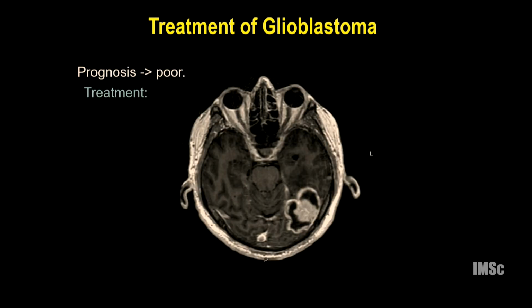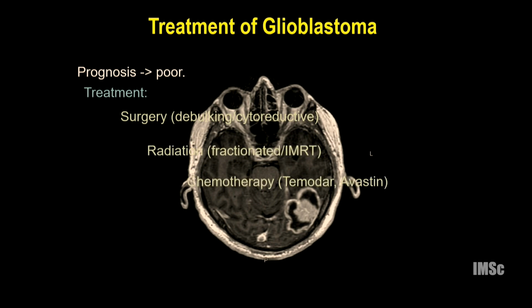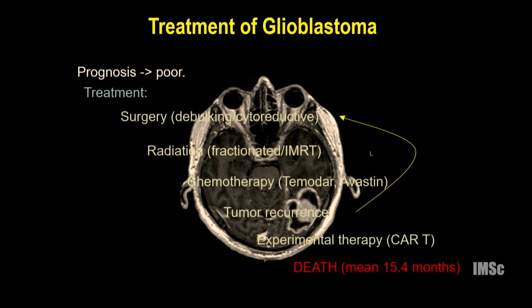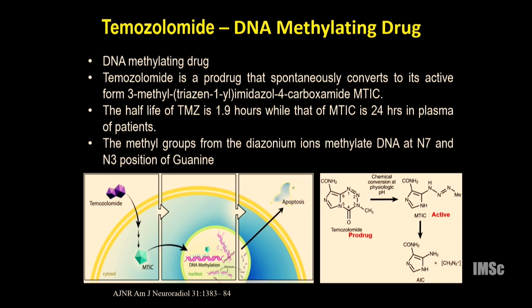Talking about the treatment of glioblastoma, the prognosis, as I said, is very poor. Treatment options are surgery, radiation, chemotherapy using temodar or temozolomide, which I will talk about in a little bit, Avastin. Tumor recurrence is very common. It happens within 15 months, so it leads to another round of therapy. There are very few experimental therapies that are available. CAR-T therapy has been tried but has been unsuccessful. Eventually, death occurs in a mean time of about 15.4 months. That's the prognosis. So new treatment options are desperately needed.